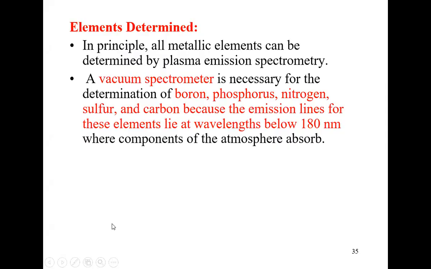A vacuum spectrometer is necessary for the determination of nonmetals, such as boron, phosphorus, nitrogen, sulfur, carbon, because the emission lines of these elements lie at wavelengths below 180 nanometers, below the UV region. So they occur in the vacuum region. This is where these elements have absorption lines.